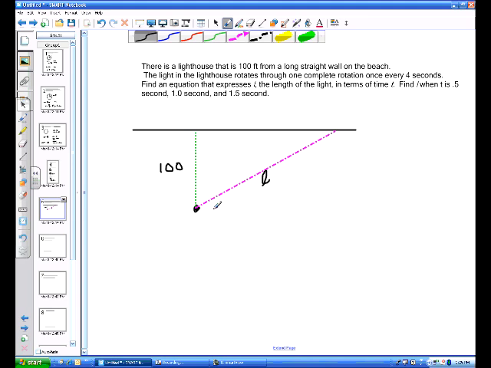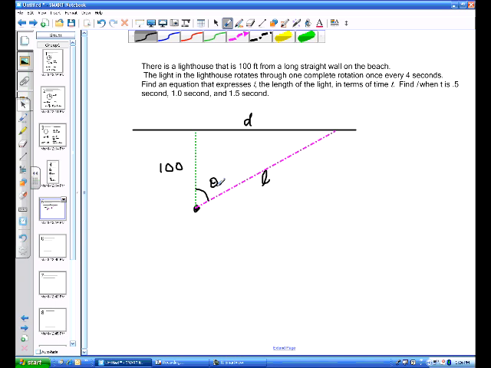So we can see our angle's changing, and we don't need it for this problem, but we could also find out how far down the wall the light is shining. There are a lot of different things we could be finding here, but we need to find L. First of all, we know that this is the angle that's changing, so we're going to call this our theta, and we need to find L in terms of theta.